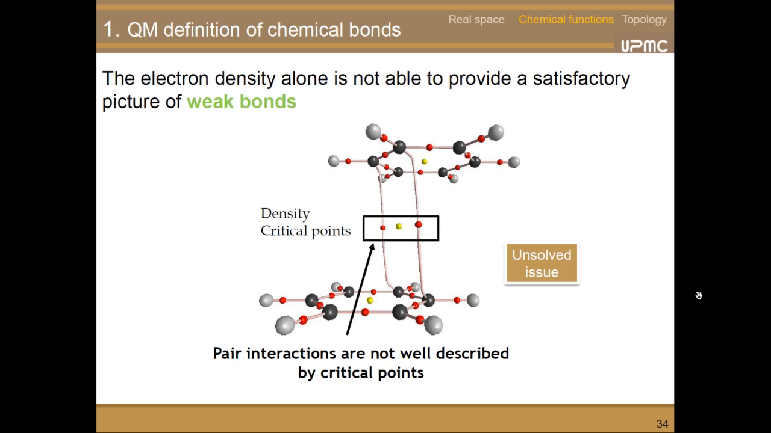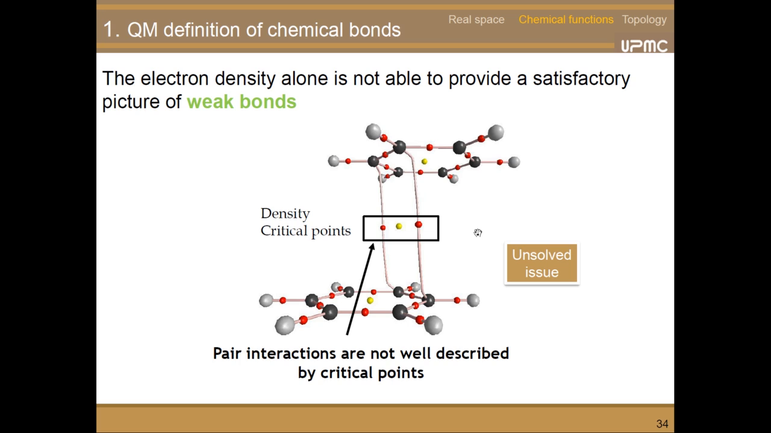When we use this type of partition, it works very nicely for covalent bonds, but not so nicely for weak bonds. Here you have the picture for the benzene dimer. And as you can see, here we have the critical points of the density, which are telling us there are carbon-carbon bonds.